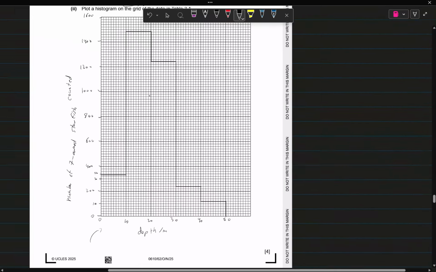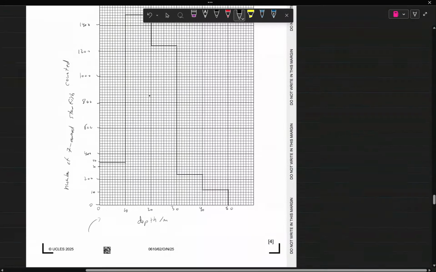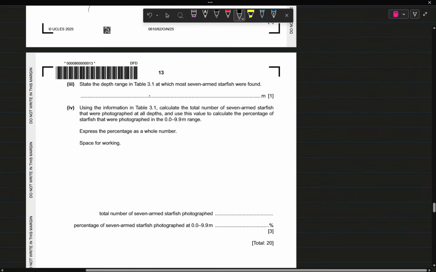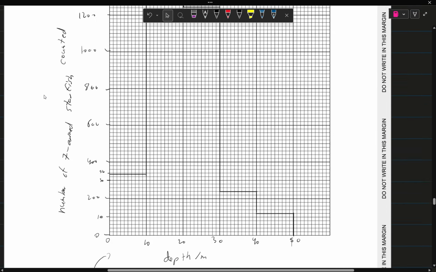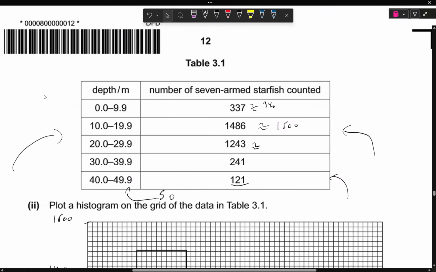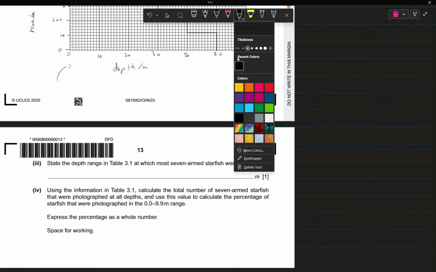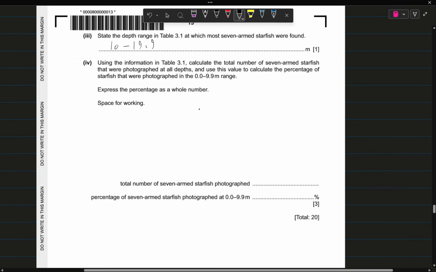This is how you draw the histogram. This is how it should look. All right, so I think we're done with it here. So for part 3 here, state the depth or the depth range in table 3.1 at which most 7-armed starfish were found, which is the one with the highest number, which is of course 10 to 19.9. So 10 to 19.9, just going to make that a bit thinner. 10 to 19.9. Okay, good.